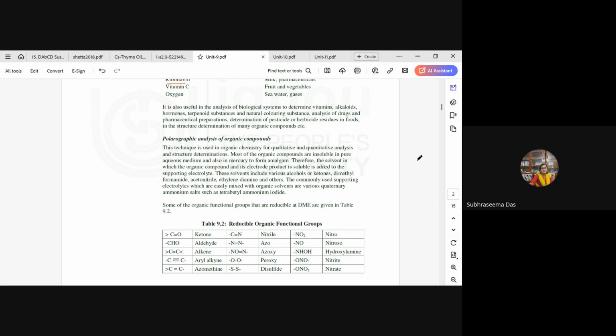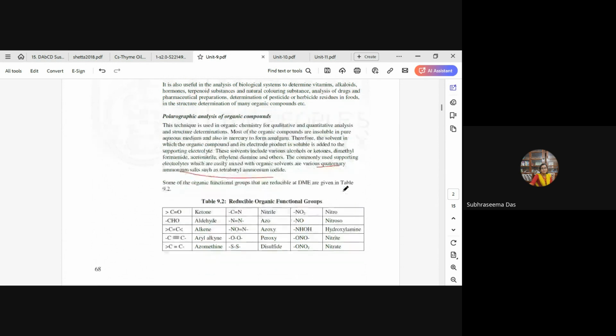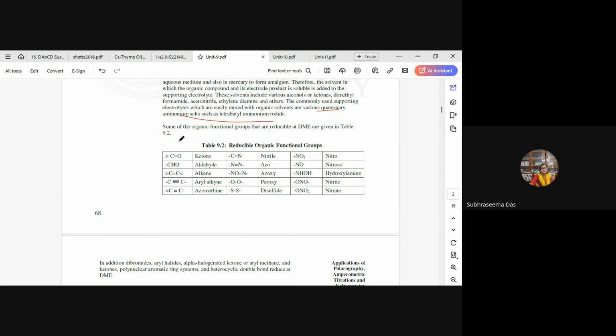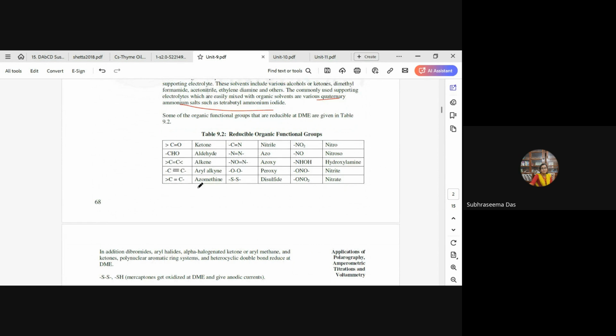The commonly used supporting electrolytes which are easily mixed with organic solvents are various quaternary ammonium salts, mostly tetrabutyl ammonium iodide. This is used as a supporting electrolyte. Then some of the organic compounds that are reducible at the DME are shown in table 9.2, like ketone, aldehyde, alkenes, nitriles, azo groups, nitroso, hydroxylamine. These groups can be reduced at the DME.